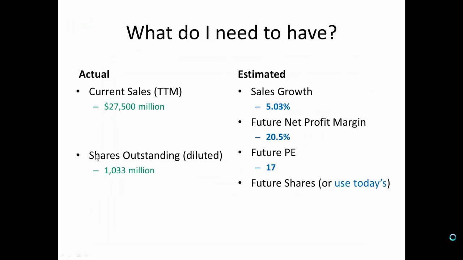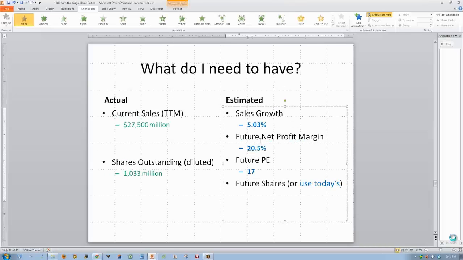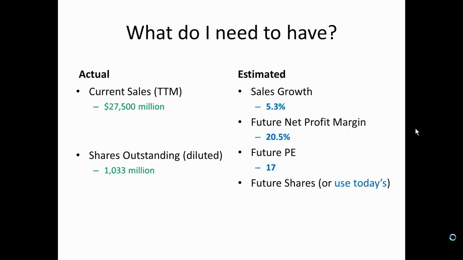Okay, so we've got all of our numbers. Sales at $27.5 billion, shares outstanding a little over 1 billion. Sales growth, oops, that's typed wrong. We'll fix that on the fly. So 5.3%, we got that from Yahoo. And our net profit margin is 20.5%. And we think a good average PE is 17. And we're just going to use today's shares. So we've got everything we need to do the math.